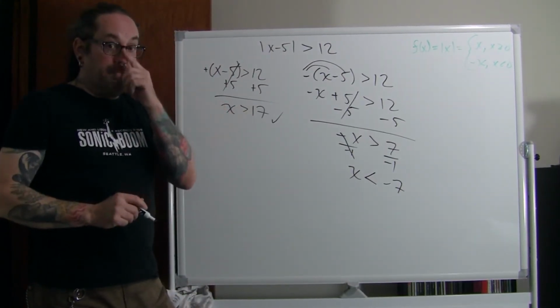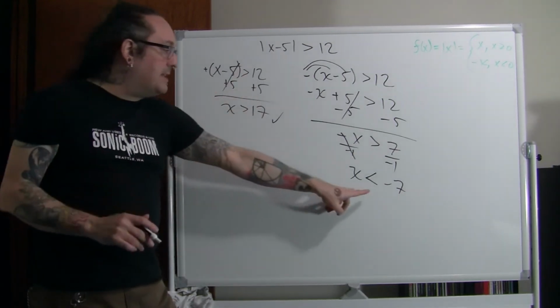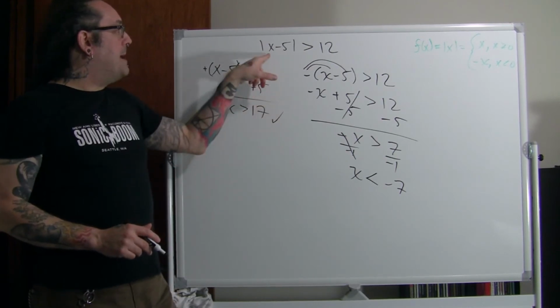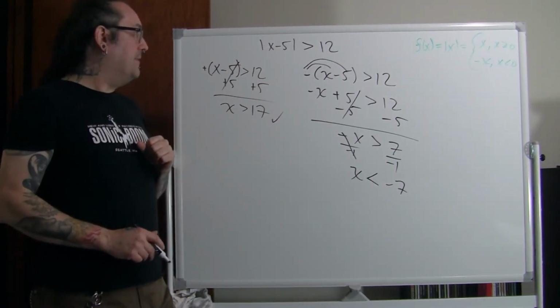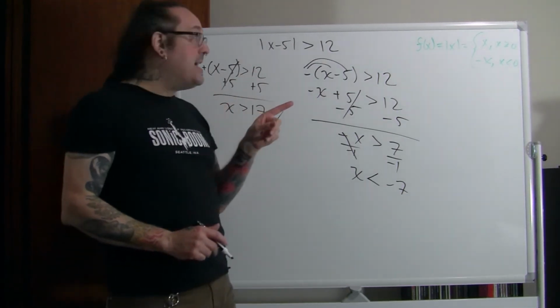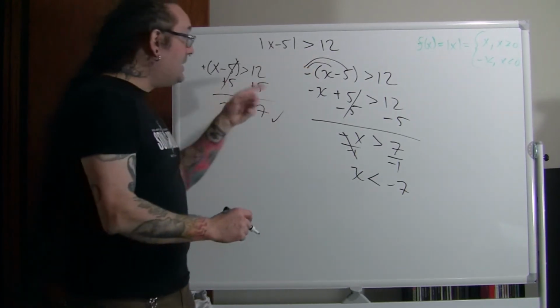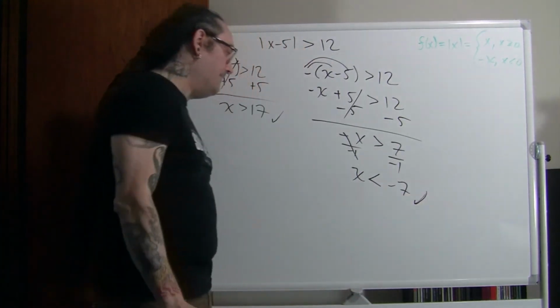Fair enough. Let's choose minus 30, which is less than minus 7, right? So let's put minus 30 in here. Minus 30 minus 5 is minus 35. And the absolute value of minus 35 is 35, and it is greater than 12. So for this branch, I actually did get the right answer.